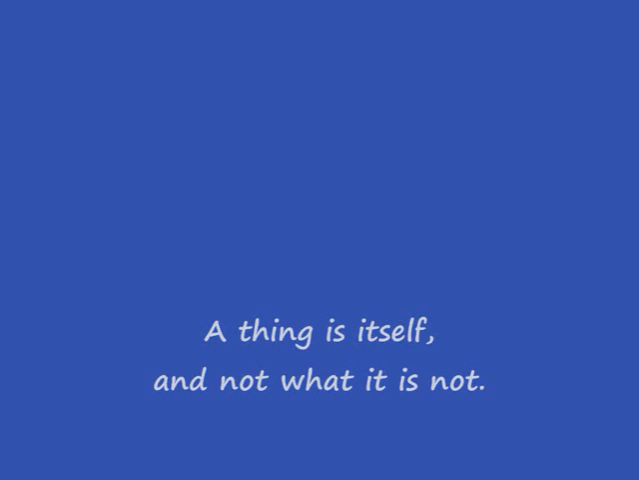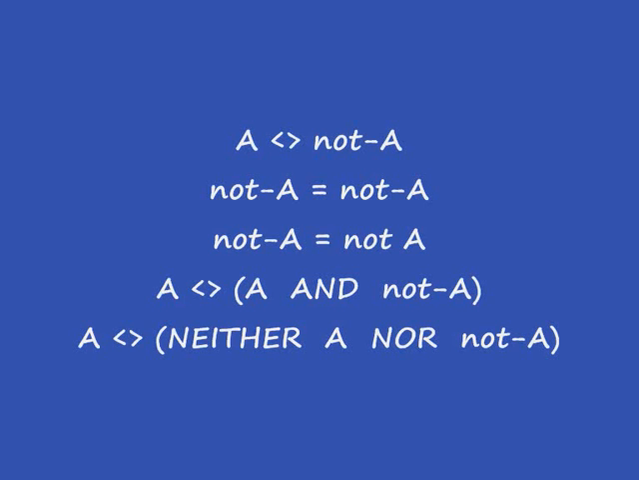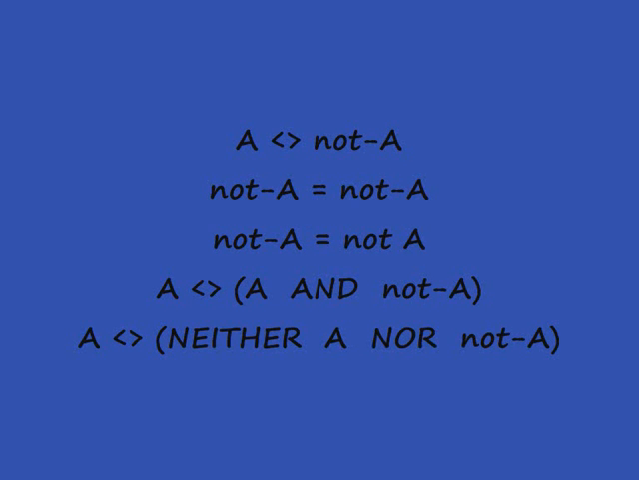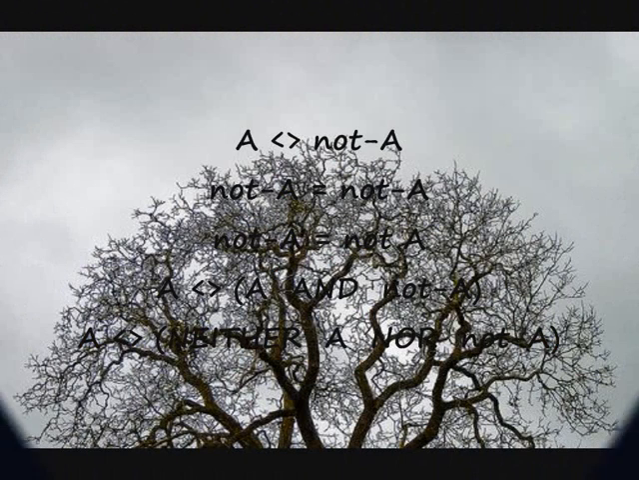There is a further simplified form for this law, that a thing is itself and not what it is not, and it's known as the law of identity, in the symbolic form A equals A. Now, following from A equals A are other symbolic forms like A is not equal to not A, not A is equal to not A, A is not equal to A and not A, as well as A is not equal to neither A nor not A. Now all these other forms follow, and it should be obvious why.